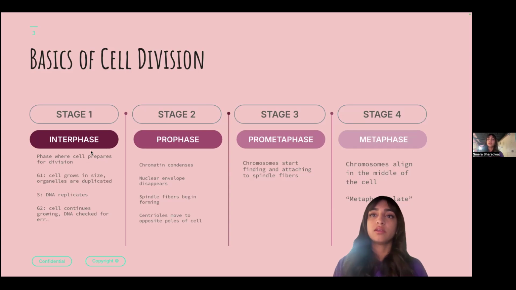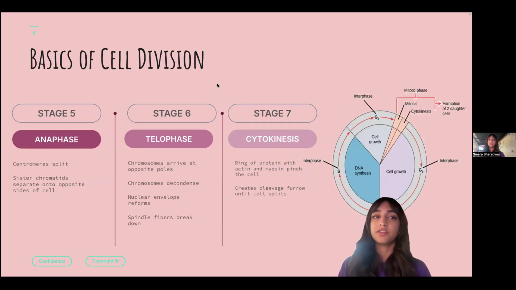We have prophase. This is where the chromatin gets condensed and the nuclear envelope disappears, and spindle fibers begin to form. Stage 3, prometaphase. Chromosomes start finding and attaching to the spindle fibers. Stage 4, metaphase. The chromosomes align in the middle of the cell, the metaphase plate. Stage 5, anaphase. The centromeres split, and the sister chromatids separate onto opposite sides of the cell.